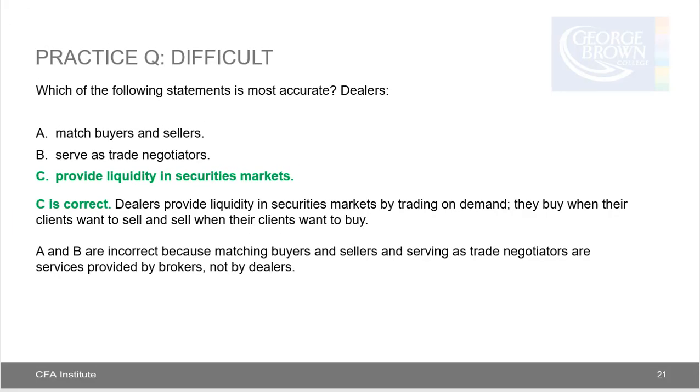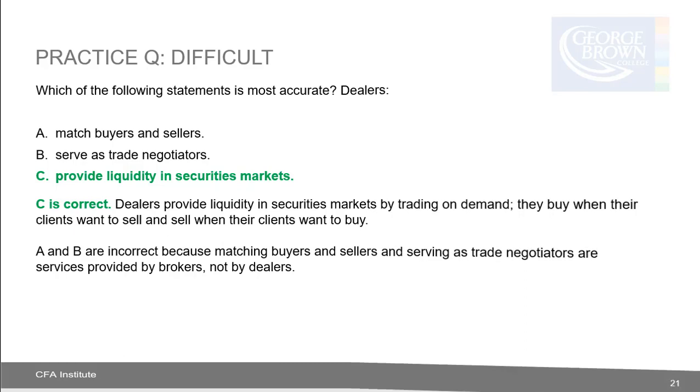So the correct answer is C, dealers provide liquidity in securities markets by trading on demand. That is, they buy when their clients want to sell, and they sell when their clients want to buy. So they're providing liquidity. A and B are both incorrect because matching buyers and sellers and serving as trade negotiators are services provided by brokers, not by dealers.